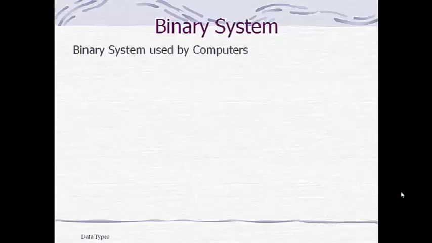Binary system used by computers. The same way of counting we can do in binary. For one object we have a character 1. If we add one more, since there are only ones and zeros in binary system, we don't have a character, so we put it in a box and represent this box as 1 and no singles, so it is 1, 0. If we add one more, now it becomes 1, 1.